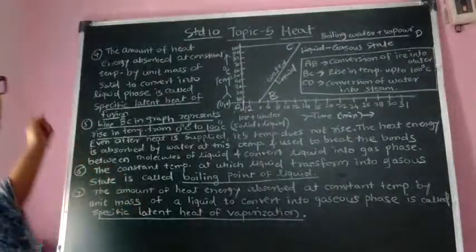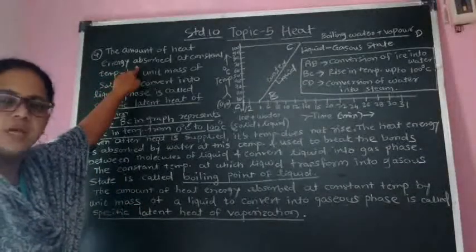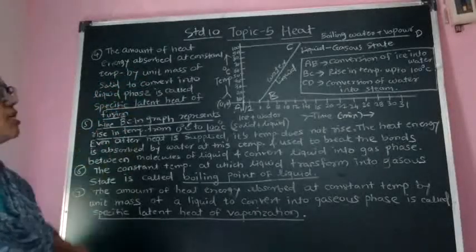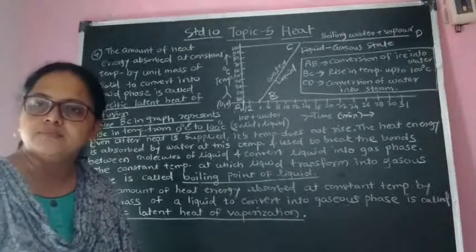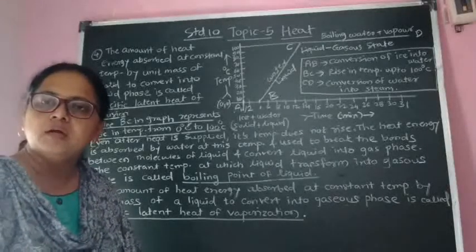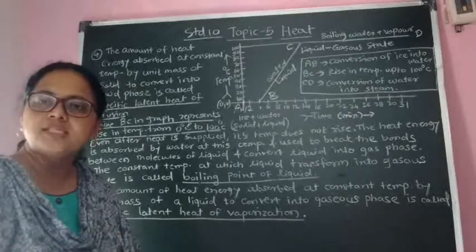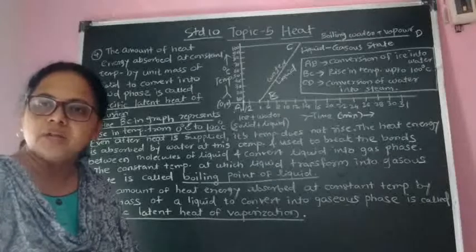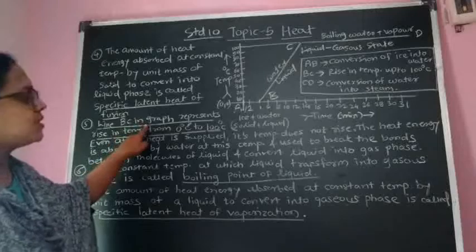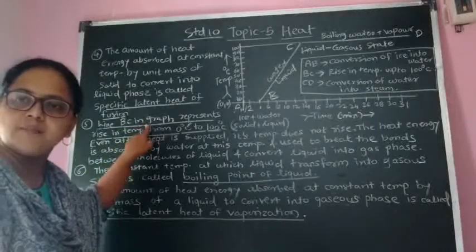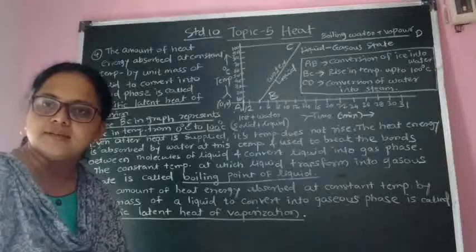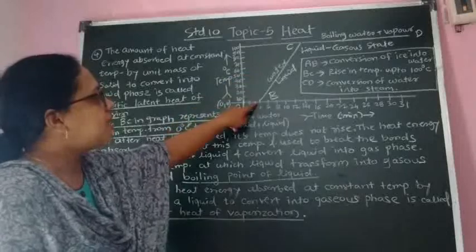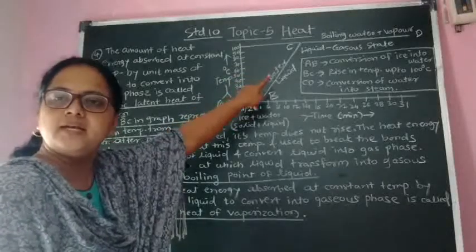Next point is the amount of heat energy absorbed at a constant temperature by unit mass of solid to convert it into liquid is called specific latent heat of fusion. That is, the heat energy absorbed by the solid to convert it into liquid is called specific latent heat of fusion. Now next point is the line BC in the graph represents a rise in temperature from 0 degrees to 100 degrees Celsius.